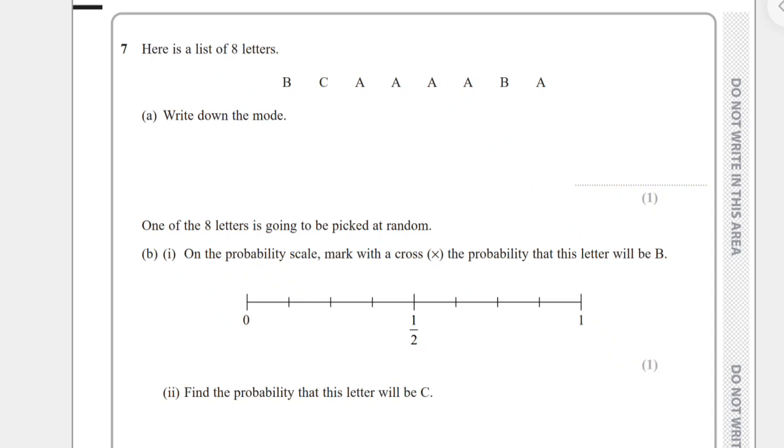Here is a list of 8 letters. We have B, C, 4 A's, B and A. Write down the mode. So the mode is the one that has the highest frequency. In this case, which one appears the most? That will be A. So the answer is A.